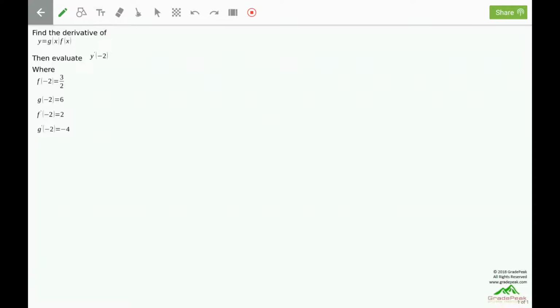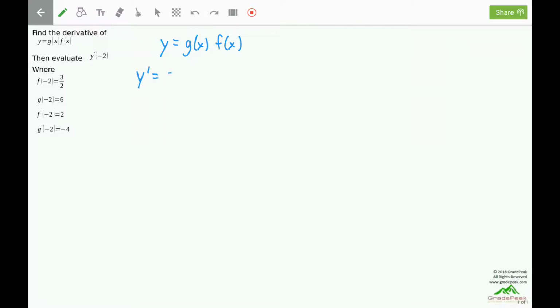Find the derivative of y equals g of x times f of x, then evaluate y prime of negative 2, where we have that information. Y here is a product of two functions, g of x times f of x, neither of which is known, but it is a product, and therefore the derivative will follow the product rule.